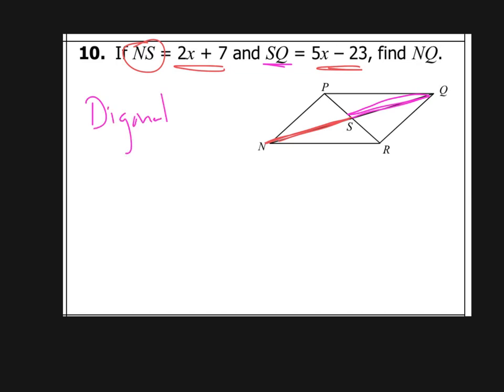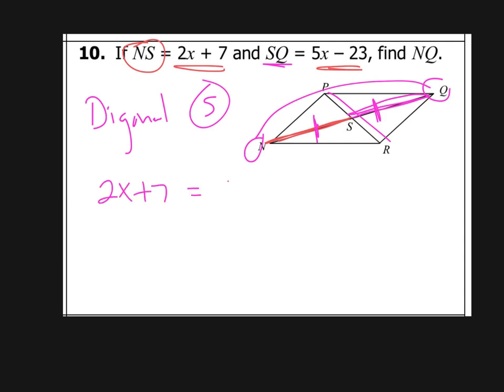Now when I look at my properties of parallelograms, I notice that diagonals bisect each other. That's property number 5, which means that this piece and this piece are congruent, because this whole length from N to Q got cut in half. It got bisected by the other diagonal. Long story short, these two pieces are congruent, so 2x plus 7 equals 5x minus 23. Now let's not forget, the final thing I have to do here is find the length from N all the way to Q. So I'm going to need both of these lengths. I'm going to add them together for my final answer.